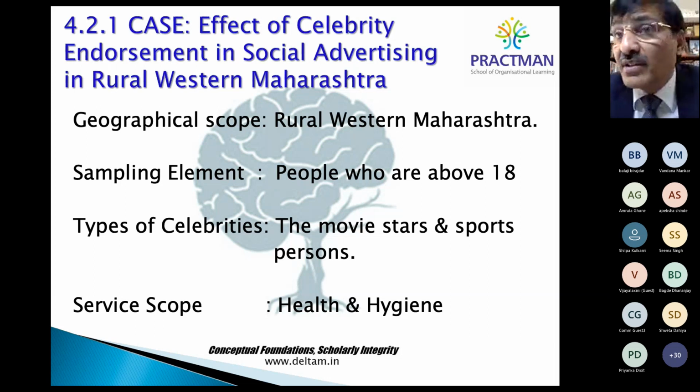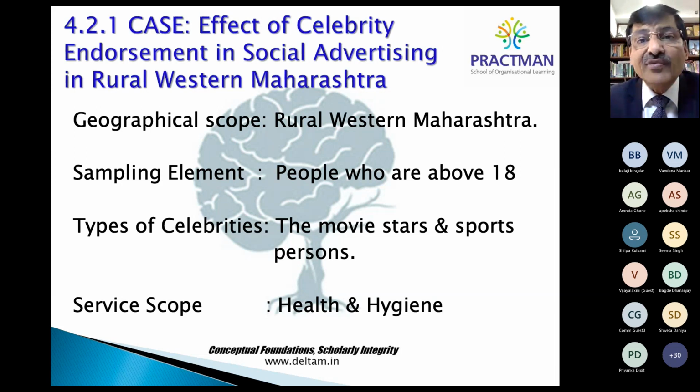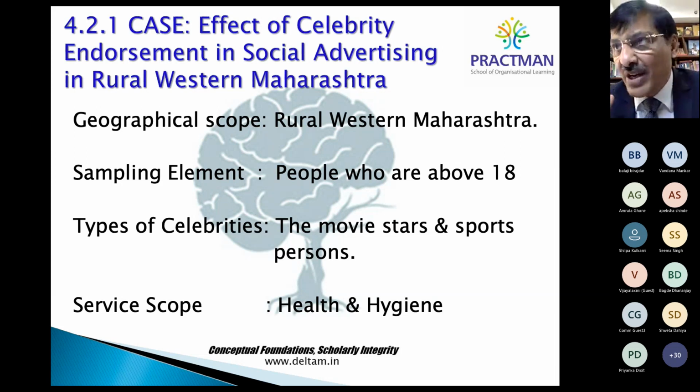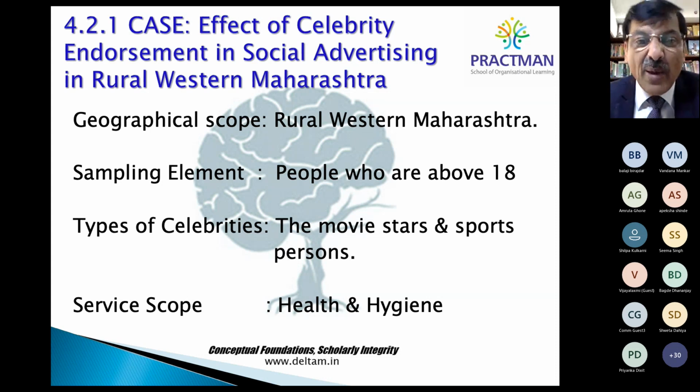How was the scope defined? Geographical scope was rural Western Maharashtra. We were not looking at urban markets. Western Maharashtra because we had limitations of time, effort and money available. But rural areas, we were not interested in urban. Second, what was the sampling element within that rural Maharashtra? Means the people whose opinions or views we were to use as respondents: people who are above 18. Mind well, we are not saying male or female, adults only. That's it.